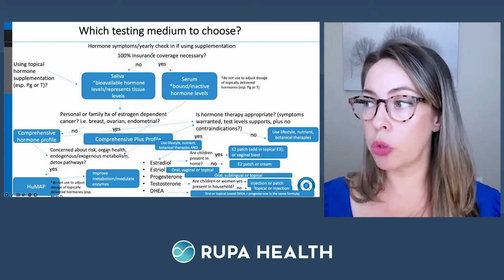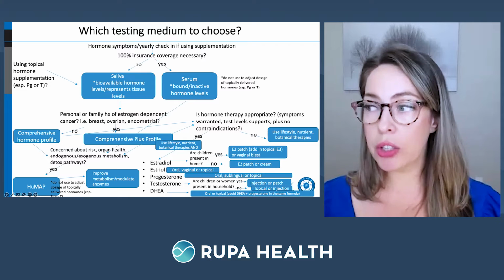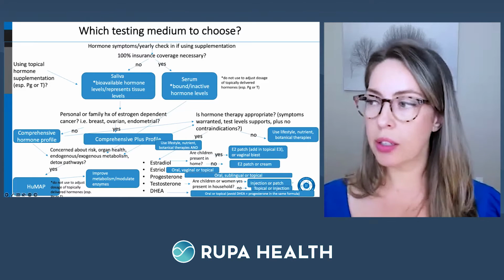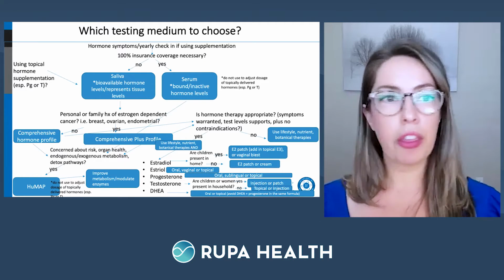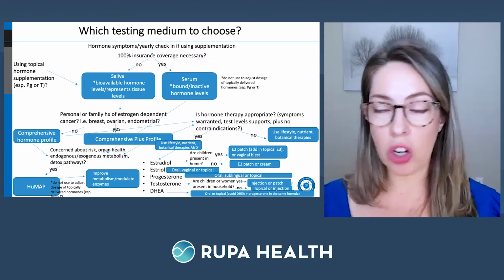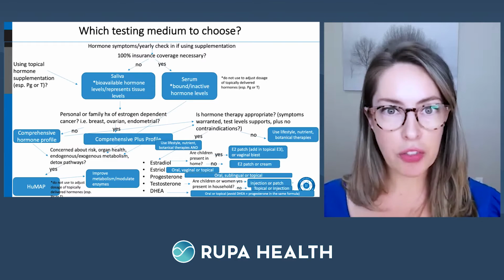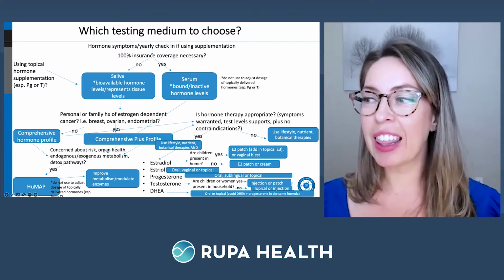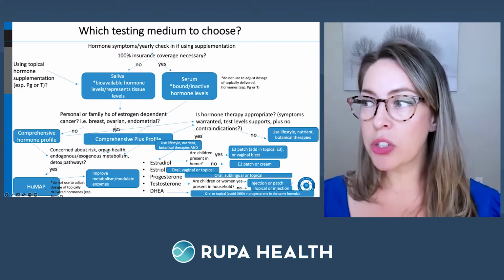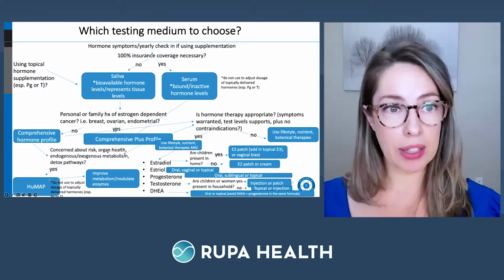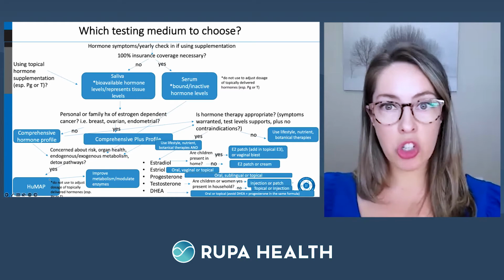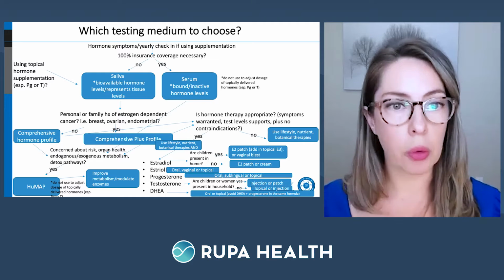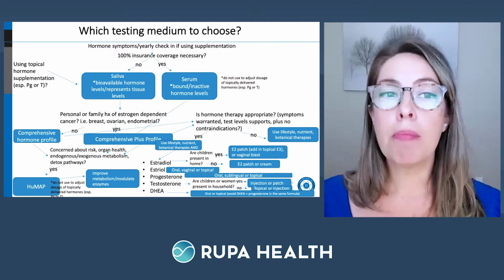This is the one I would choose. Now, if I'm also concerned about overall risk, breast cancer, organ health, endogenous metabolism, exogenous metabolism, detoxification pathways, enzyme function, that's when I'm going to Hue Map. So sometimes I will use these side by side together. I may start with one and then use the other one later, but that's how my thought process is.